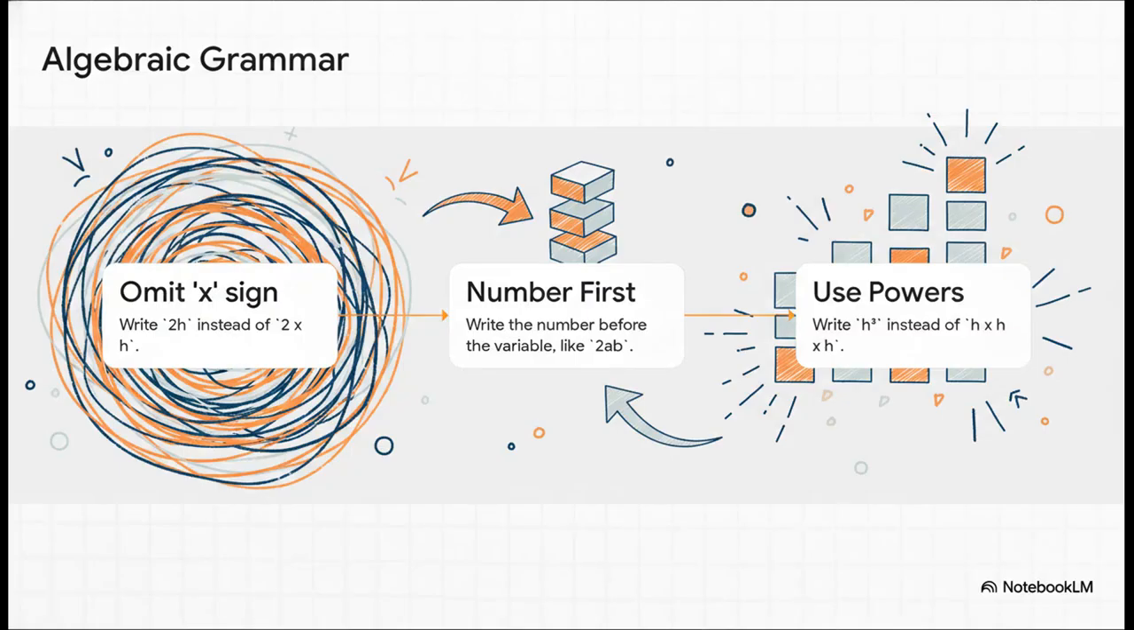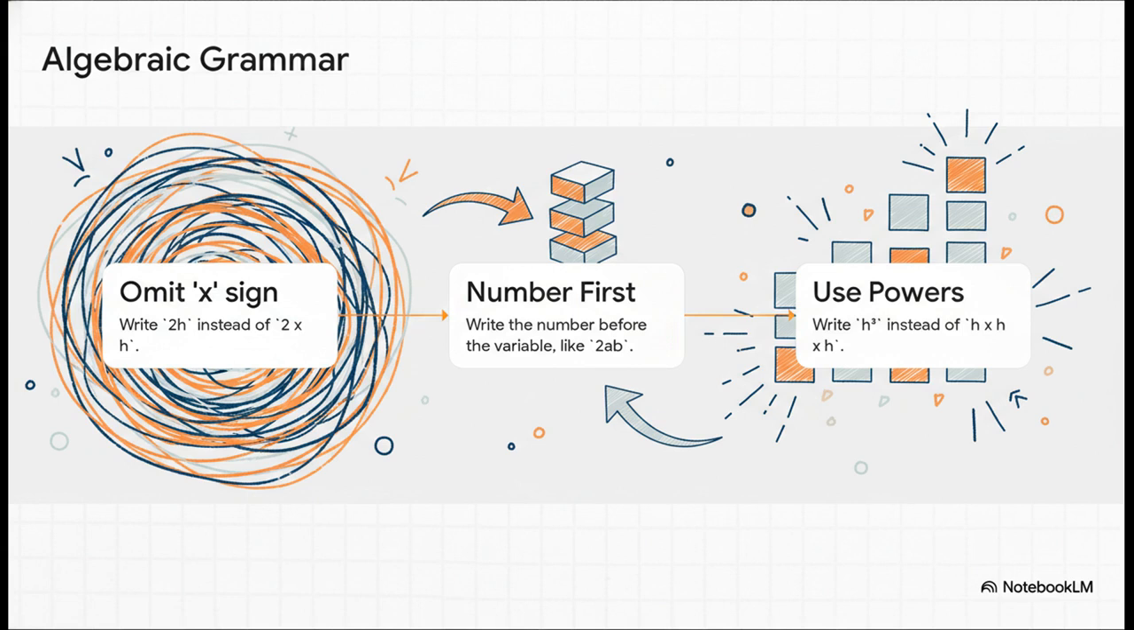First, we drop the multiplication sign. So instead of 2 times h, we just write 2h. It's so much cleaner. Plus, it avoids any confusion with the letter x being a variable. Second, the number always goes first. We write 2ab, not a2b. It just keeps everything consistent.